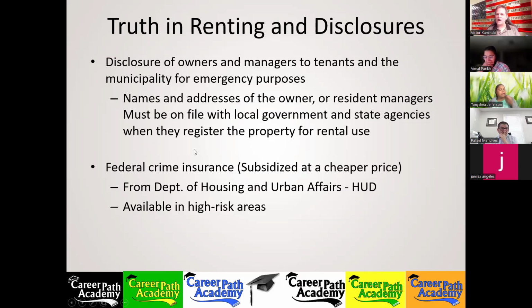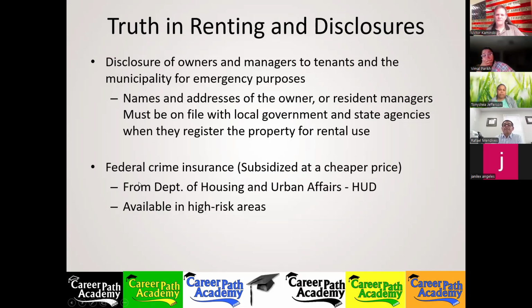So we're not risking firemen's lives going into buildings trying to hunt down children that may not be there anymore because there was a tenant changeover, or that they know to look for these children and make sure we get a head count. So disclosure of owners and managers to the tenants and the municipalities for emergency purposes. The names and addresses of the owners and resident managers have to be on file with the government so they know how to reach out to the owners of the building.